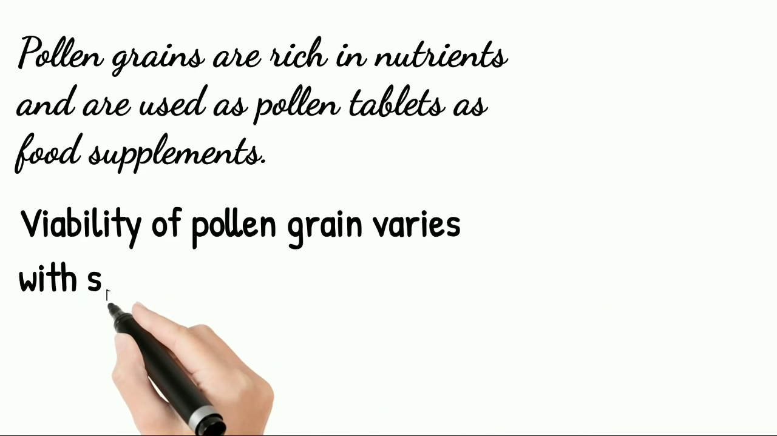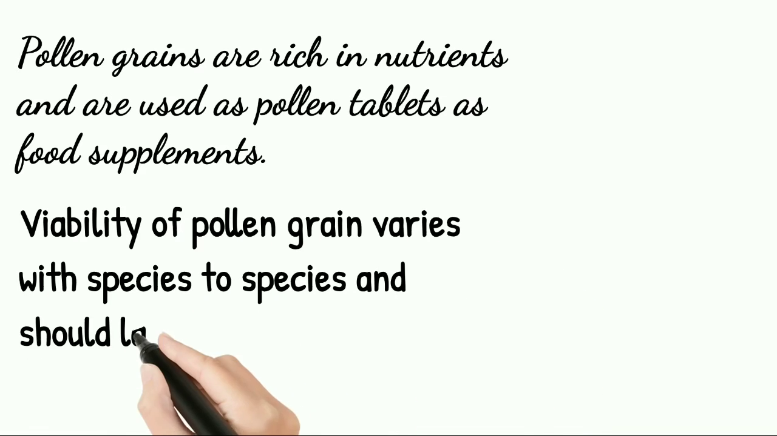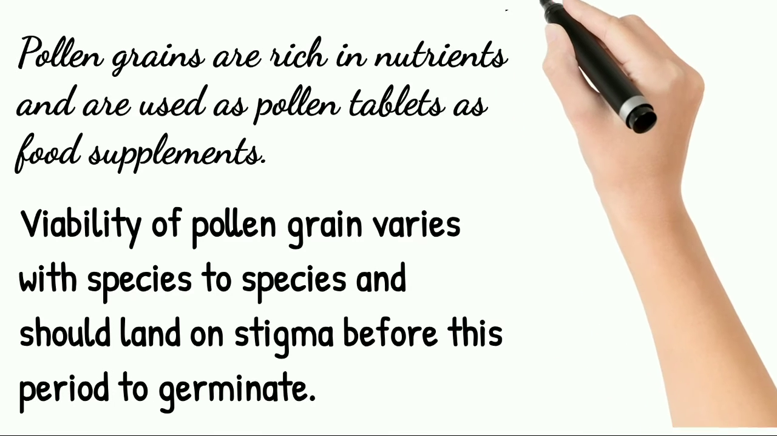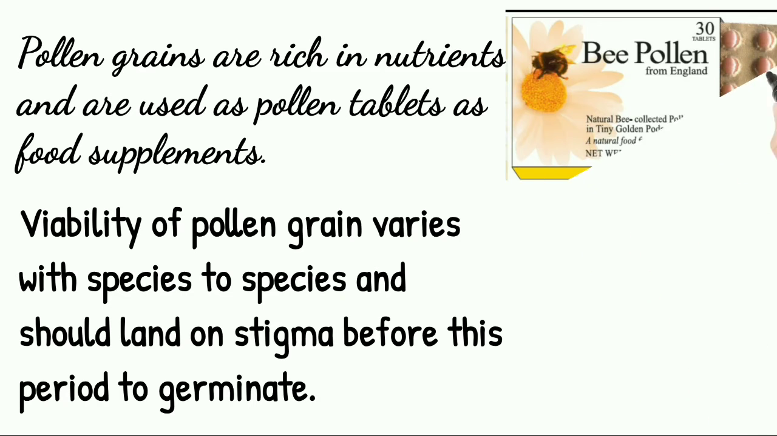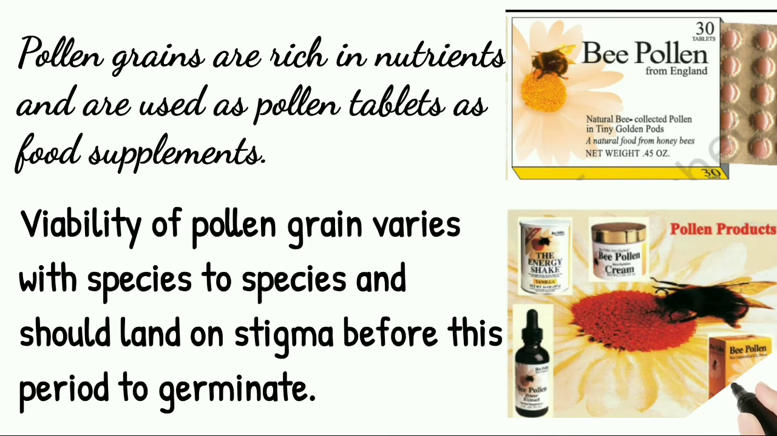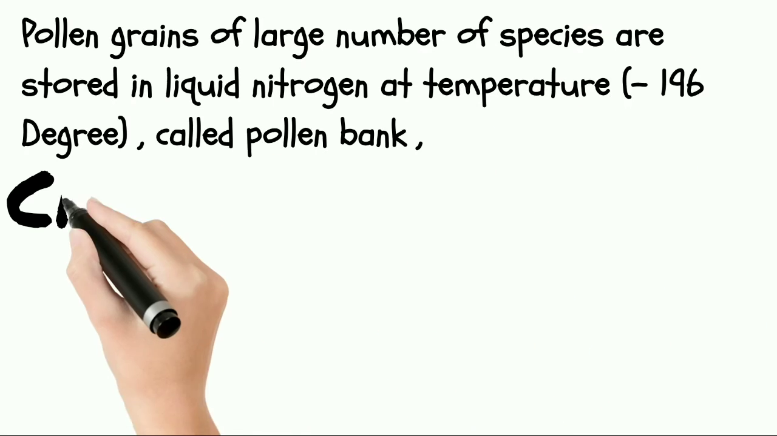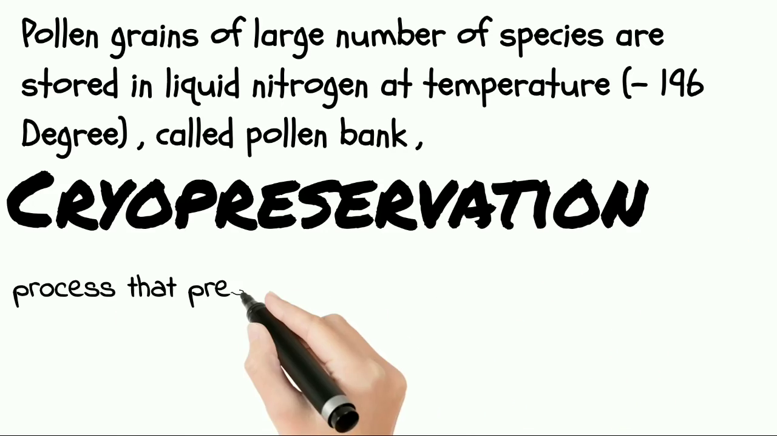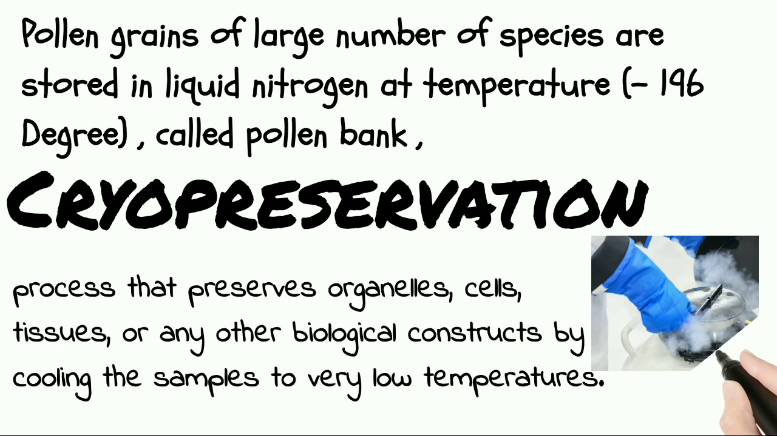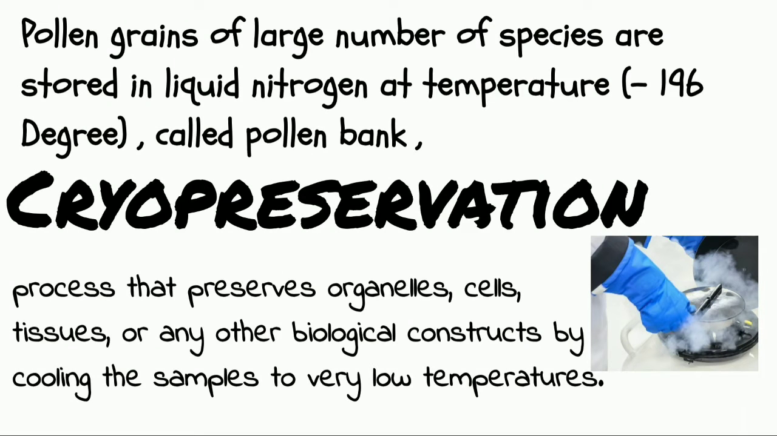Viability of pollen grains varies from species to species and they should land on the stigma before this period to germinate. In this image you can see pollen tablets and in the second image you can see pollen products which people usually take. Pollen grains of a large number of species are stored in liquid nitrogen at a temperature of -196 degrees, which is stored in the pollen bank, and it is also known as cryopreservation.